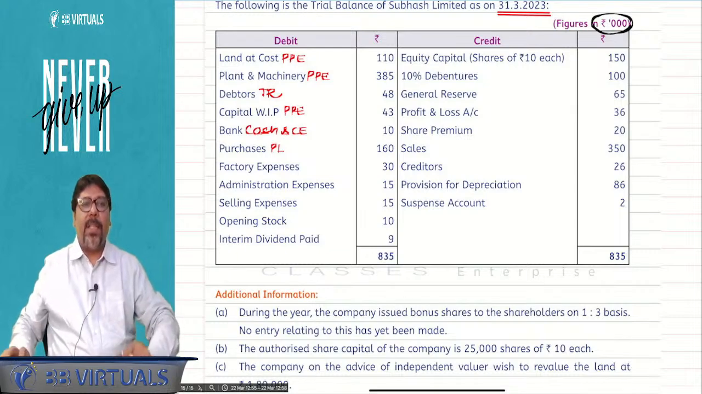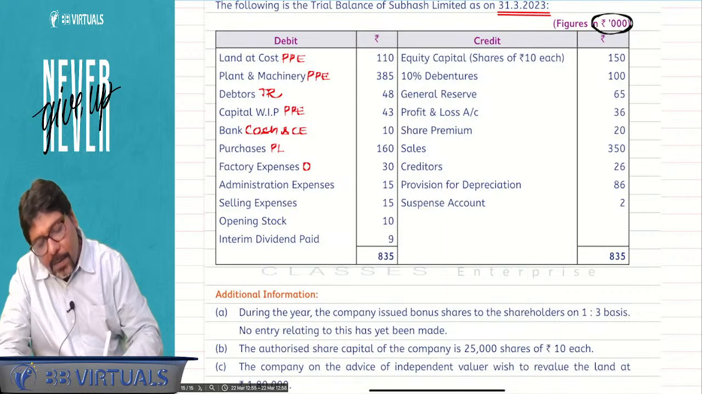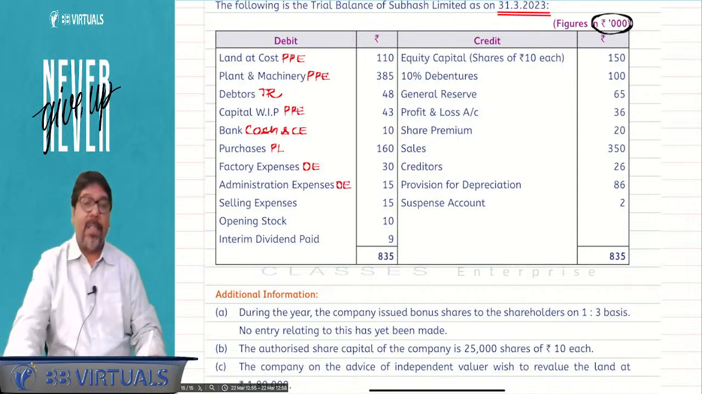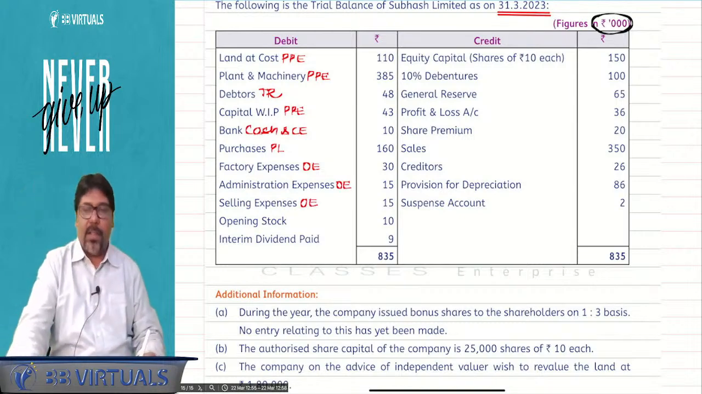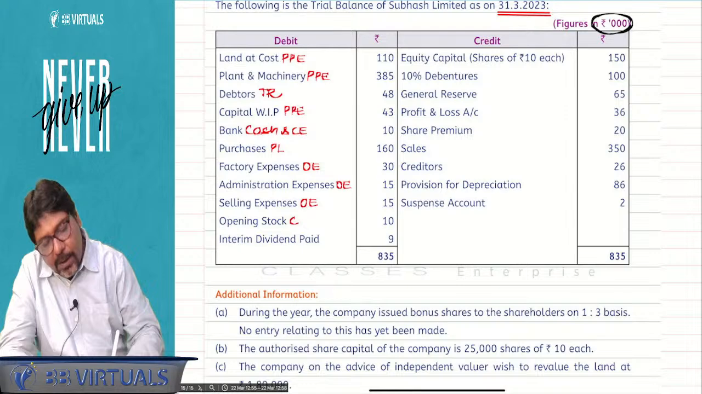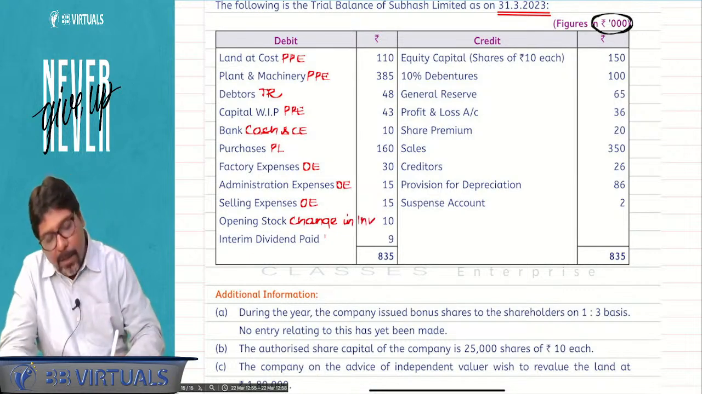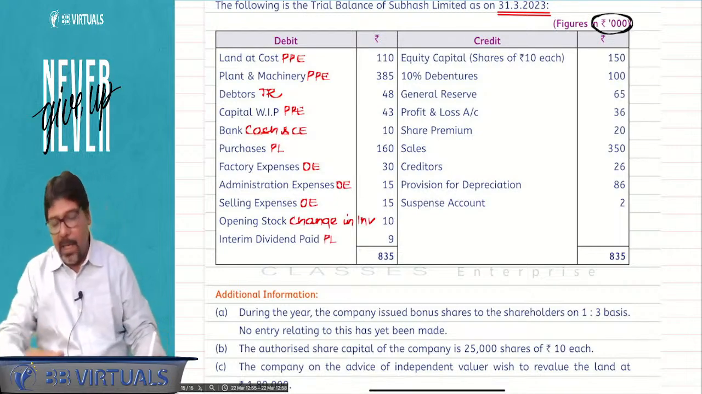Tell me. So this will go in other expense. Admin expense, other expense. Selling expense, other expense. Opening stock will go in changes in inventory. Interim dividend paid will go in P&L.